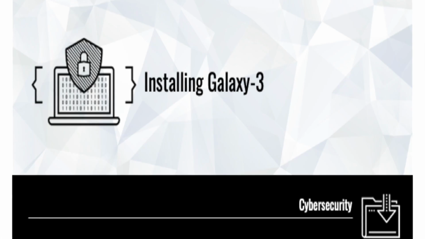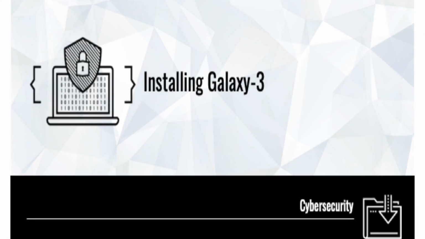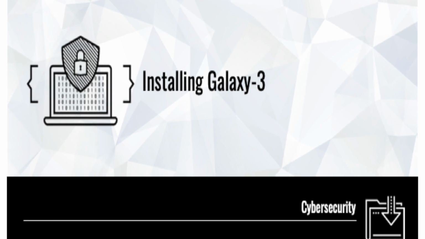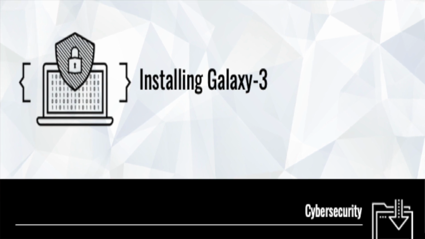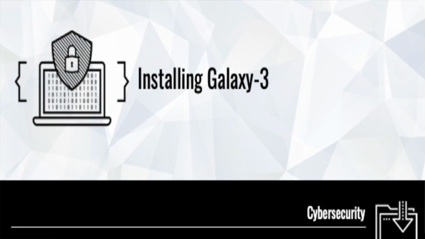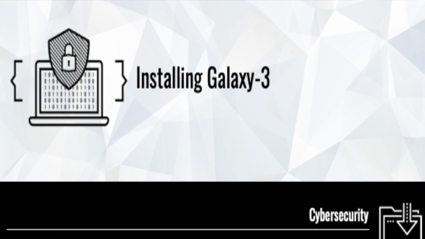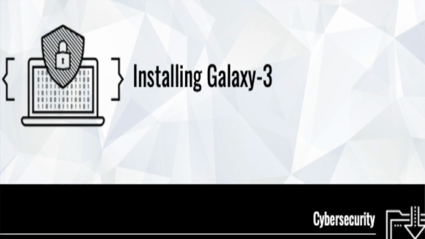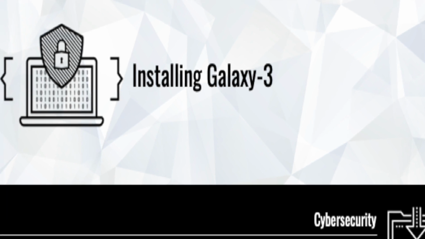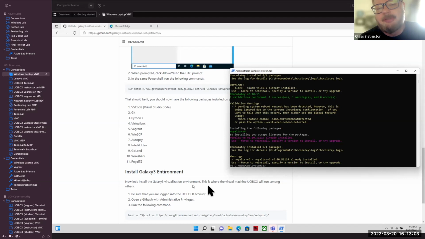So the next thing that we need to do is install the Galaxy 3 environment. This is the environment that's going to be setting up the virtual machines for the class. So let's go through the instructions here. Now let's install the Galaxy 3 virtualization environment. This is where a bunch of virtual machines are going to be created, but in this case, a particular virtual machine named UCIBox, which we're going to be using a lot in the class, is going to be running.